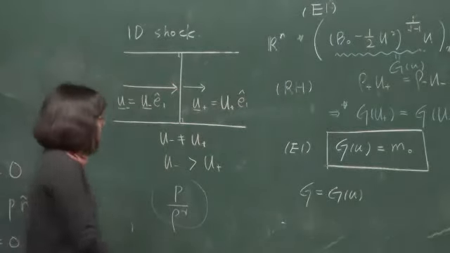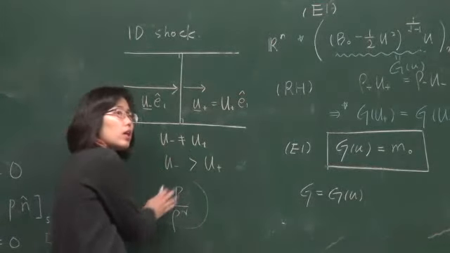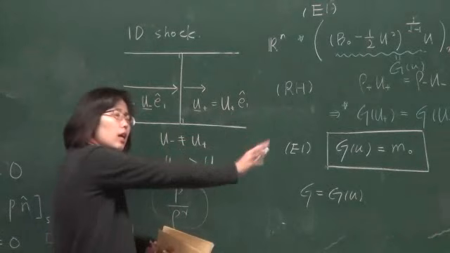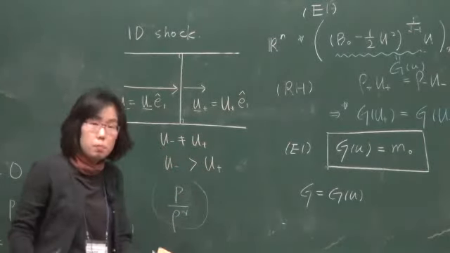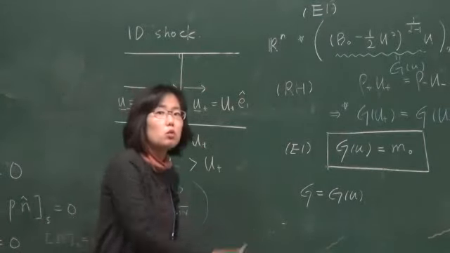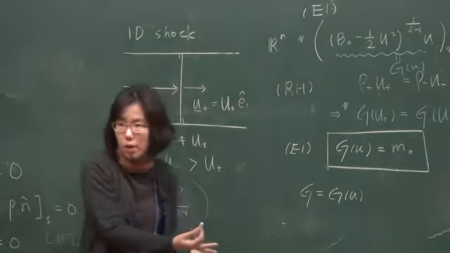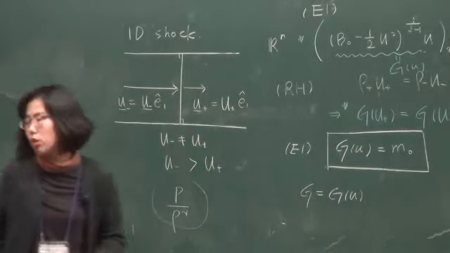So physically speaking, if I don't assume any isentropic condition, this is equivalent to the decrease of the velocity speed across the shock, or this corresponds to an increase of the pressure or an increase of the density across the shock. Okay? So this is how we construct the 1D shock solution.